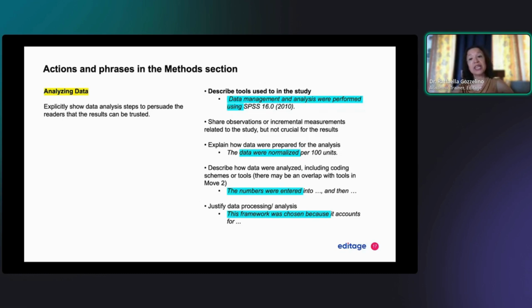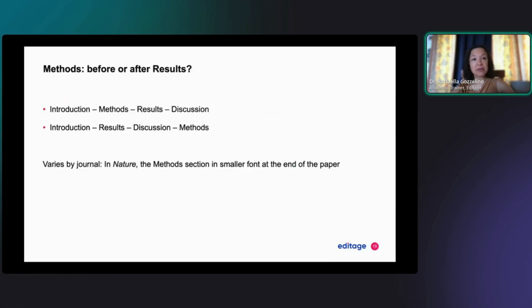You can explain how data were prepared for the analysis by saying "the data were normalized," or you might want to describe how data were analyzed, including coding schemes or tools. There might be an overlap with tooling, like "the numbers were entered into," or by justifying data processes or analysis, saying "this framework was chosen because," etc. So there are some papers where you really need to check the instructions and guidelines for authors, because the methods section might be before or after the results.